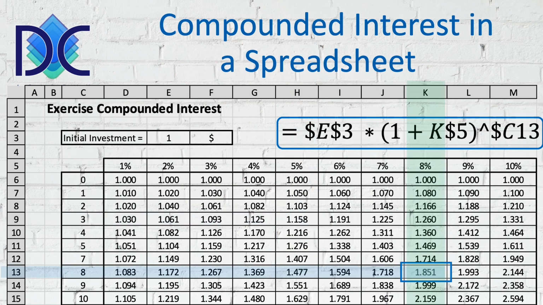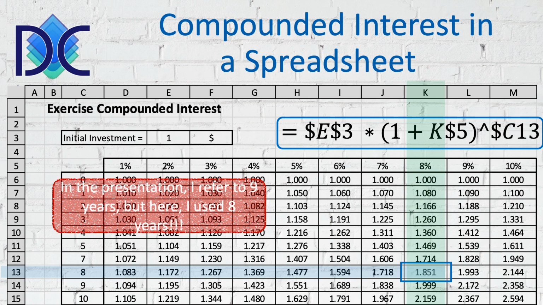So when I'm looking at another year, let's say 9 years, and an interest rate of 8%, for example, I see that the formula is adjusted. The $E$3 is still the same. The interest is changed. Now it's K$5. It's still row 5, but in column K. And we look at the years. It's $C13. We see that the C remained the same, but since I moved lower, I went to year 9, I find there the number 13. So it's important to use these formulas correctly to do the calculations.